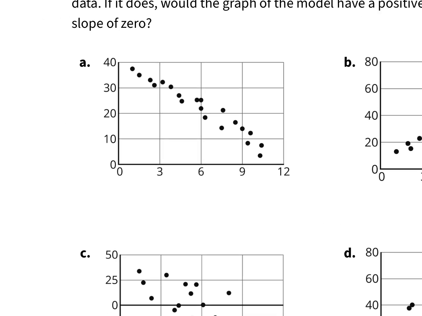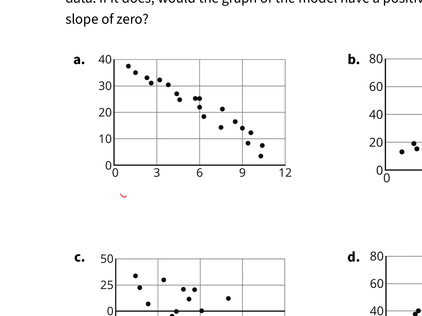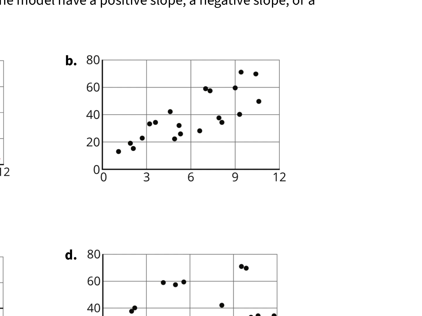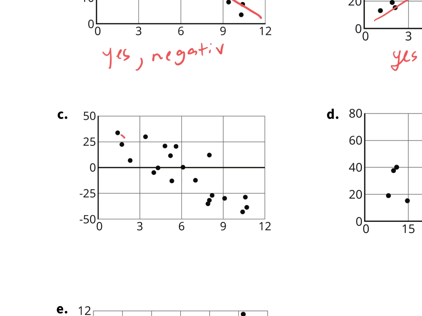All right, question number 1. A is definitely going to have a linear model. It almost forms a pretty straight line. And this is negative. It's downward, right? As x is increasing, y is decreasing. B, it's a little bit more spread out, but it still tends to follow a positive trend. So yes, I would still say this is a good linear model. But this time it's going to be positive. Number 3, still a little bit more spread out, but still does have a downward trend. So yes, and this time it's going to be negative.